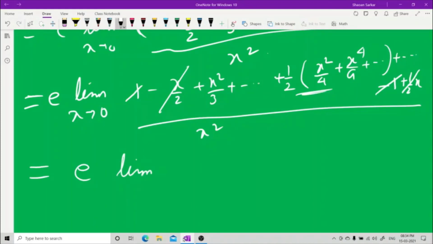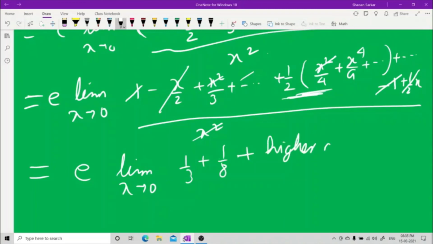Now you see, you cancel x squares. So this will cancel with this, and other terms will remain. Some higher powers of x will remain. What you are left with is limit x tending to 0, 1 by 3, plus from here 1 by 8, and plus higher order terms containing x.